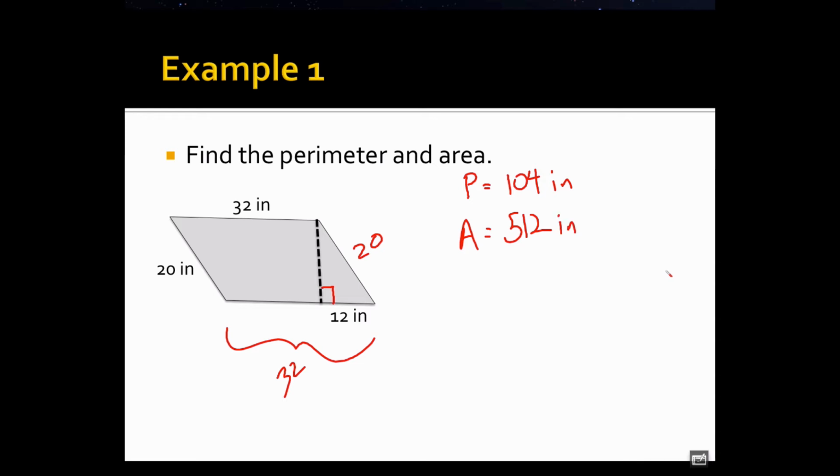Inches squared, or square inches, either one. All right, where'd you get that 512?